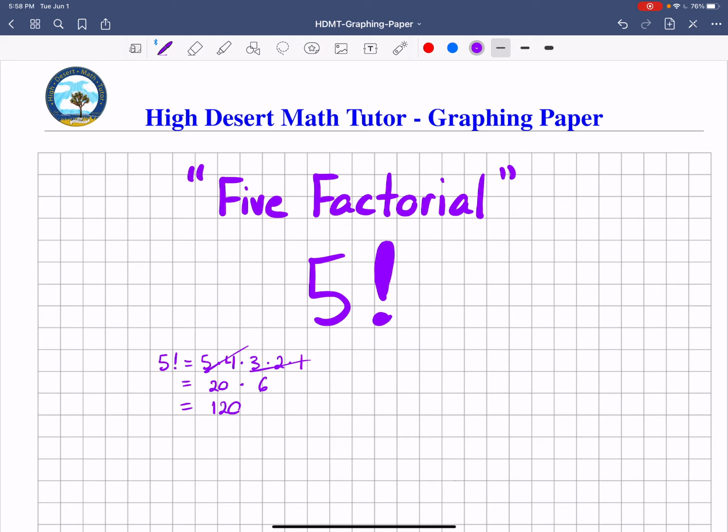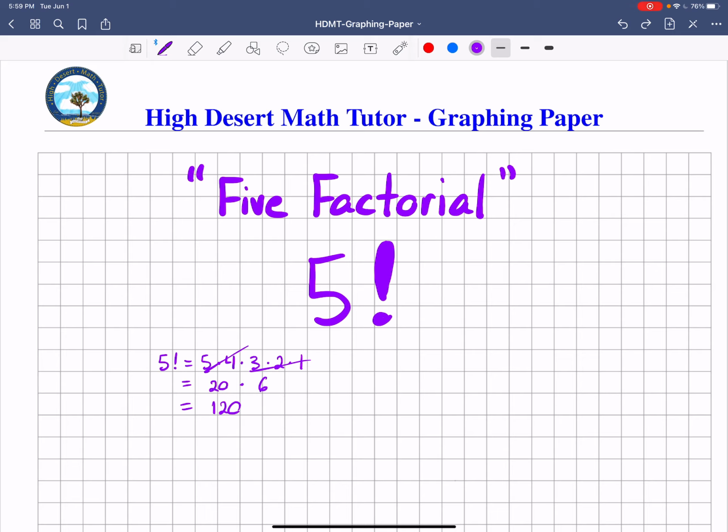Now, some things to notice. The number in front of a factorial has to be a positive number, and it has to be a whole number. So it cannot be something like 2.5 factorial. That's not okay. And other than that, there's really no restriction on how large that number can be.